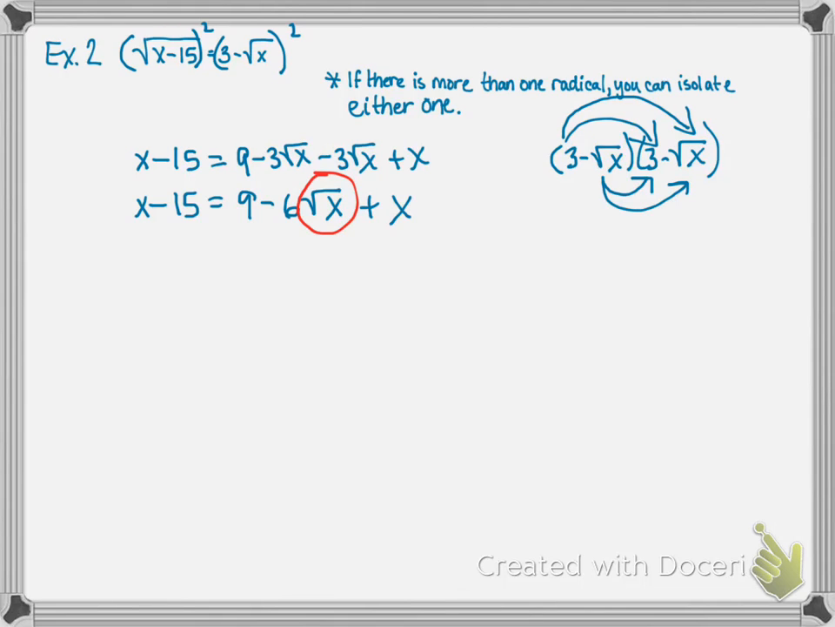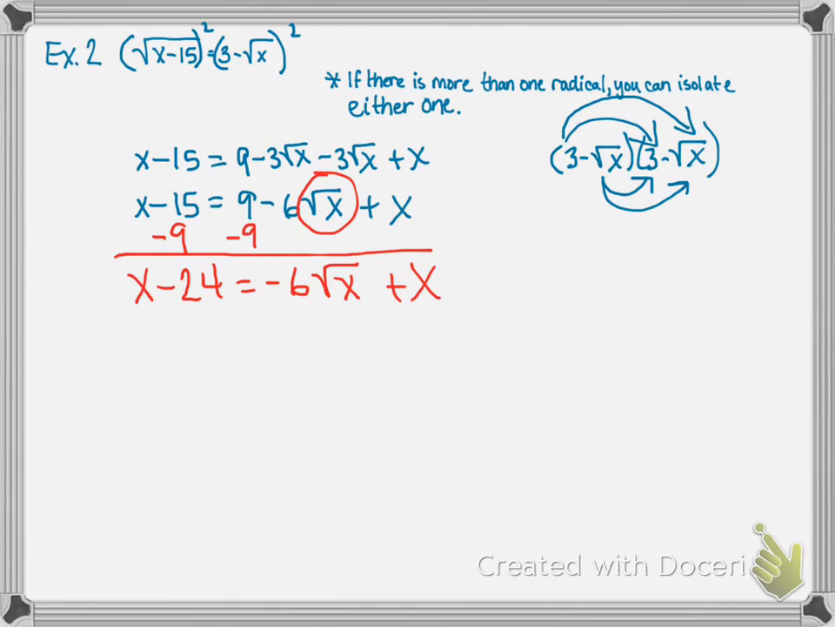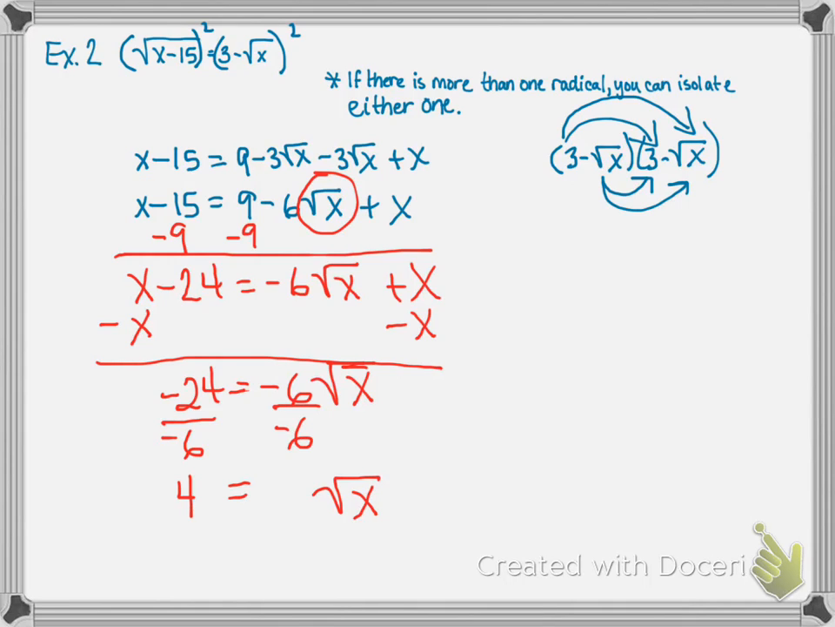Okay, now we have a new radical. We need to isolate this one now. Let's start by subtracting 9 from both sides. X minus 24 equals negative 6 radical x plus x. Let's subtract x from both sides. Negative 24 equals negative 6 radical x. Now we can divide both sides by negative 6. So 4 equals the square root of x.